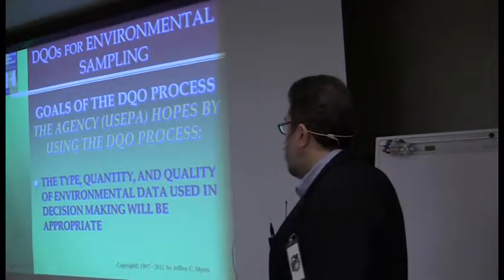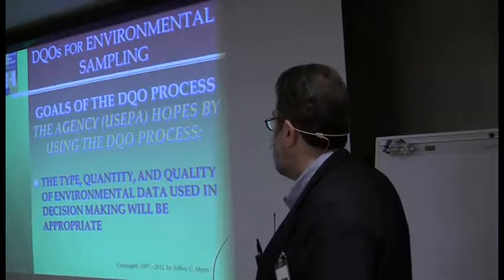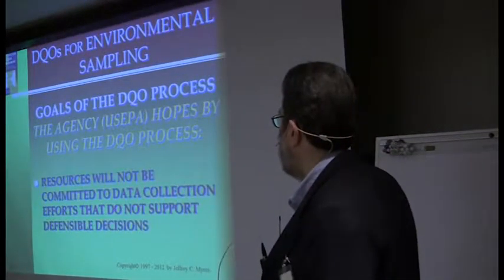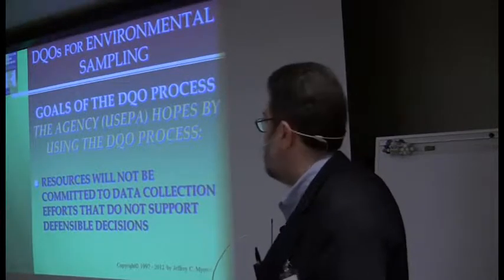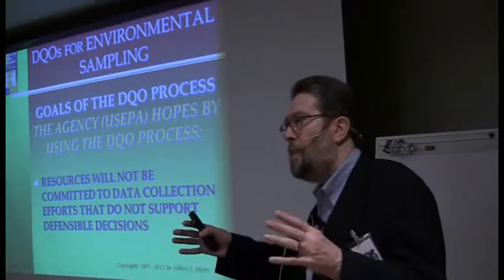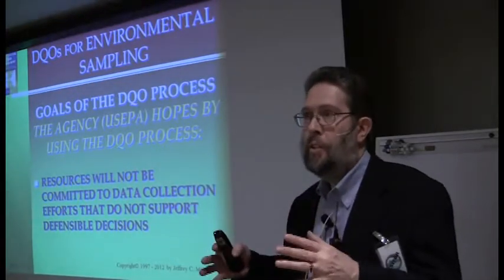The agency had a goal for the DQOs. They wanted to define the type, quantity, and quality that will be used to make appropriate decisions, and that resources would not be expended to collect data that weren't needed. So, as you can see, EPA is focusing data along with a decision.